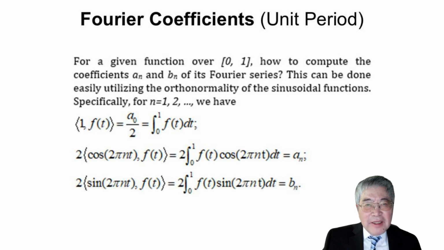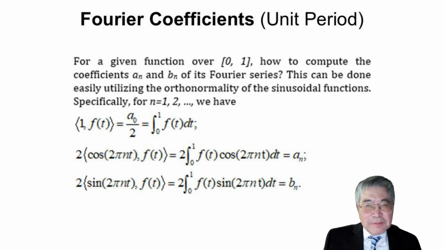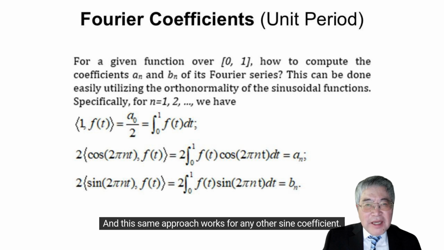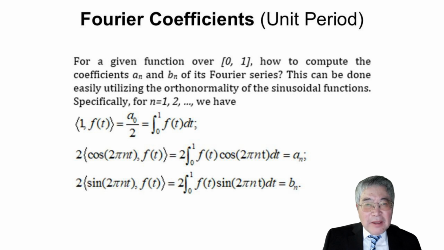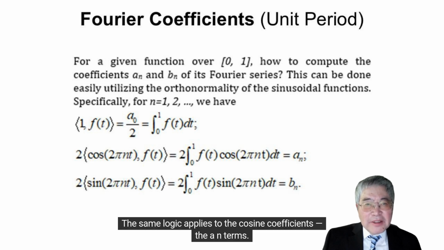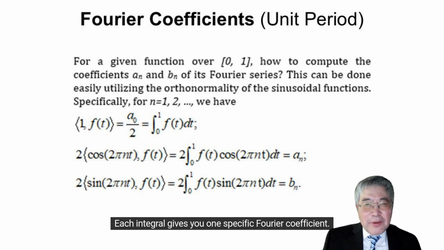No guessing. No curve fitting. Just a clean calculation using integration. And this same approach works for any other sine coefficient. To compute bn, you use the sine of 2 pi nt as your basis function, multiply it by f of t, and integrate from 0 to 1. The same logic applies to the cosine coefficients, the an terms. To find those, you simply take f of t and compute its inner product with cosine of 2 pi nt. Each integral gives you one specific Fourier coefficient.